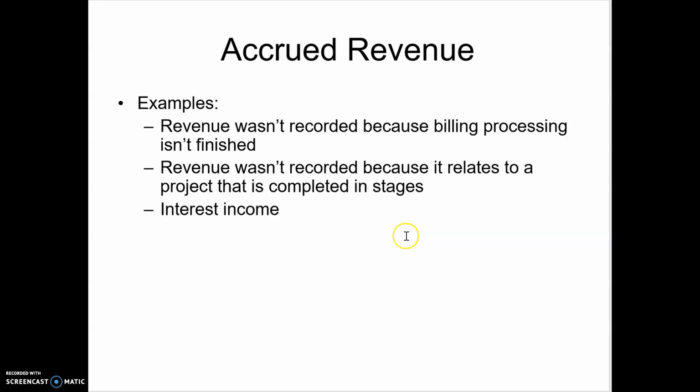Another reason could be we have a contract and we're not going to collect until the project is complete. But under GAAP, if we have a stage of the project completed, we can record the revenue for that stage of the project. So we have to look at all of our open contracts and see, okay, we haven't collected because we're not done, but maybe we have a stage or a couple of stages done. Any of that revenue related to those stages needs to be recorded.